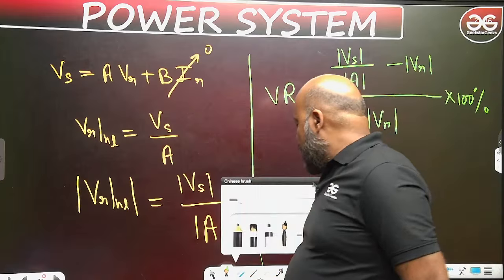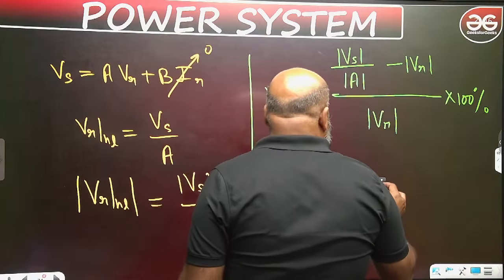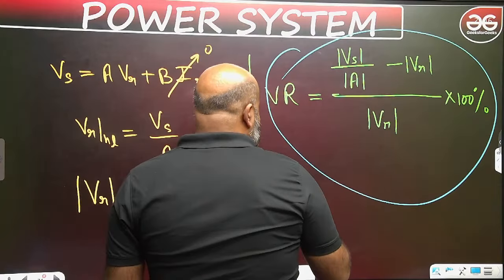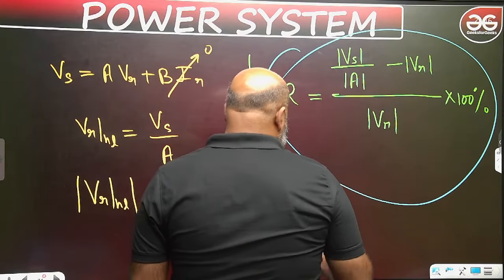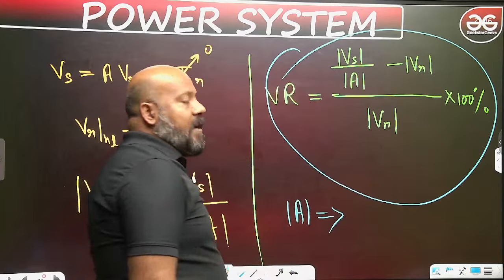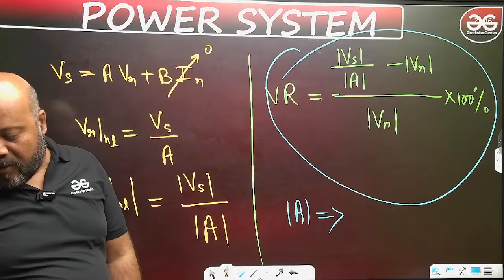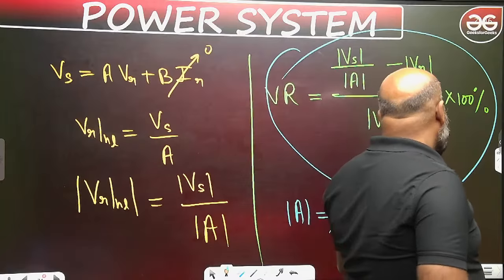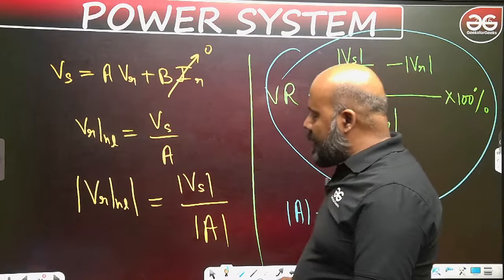It means irrespective of the type of transmission line, if you know the value of the A parameter and its magnitude, then you can define the voltage regulation for that particular line. Now let us understand something.